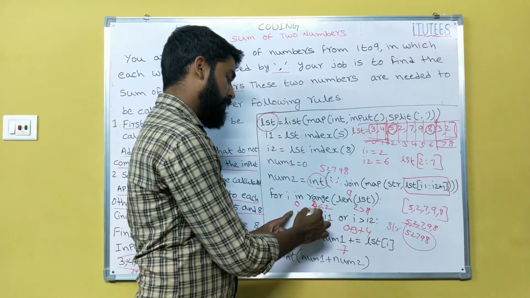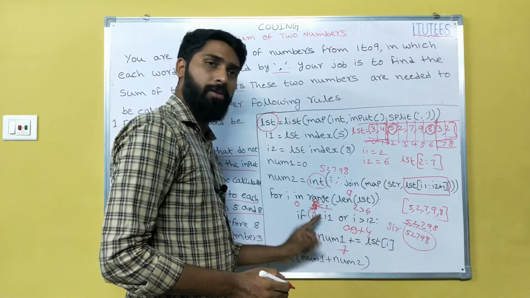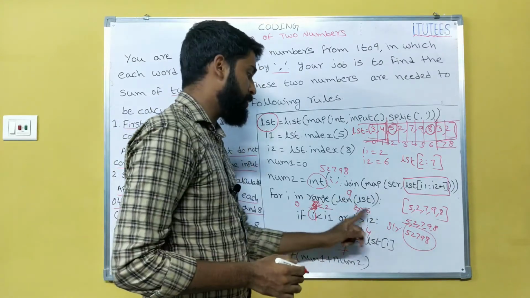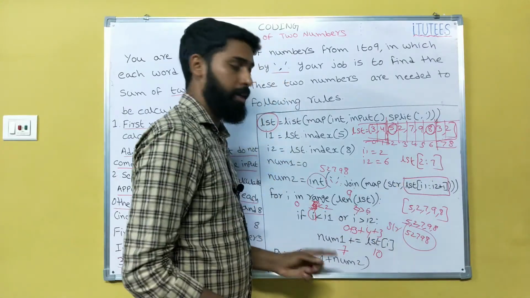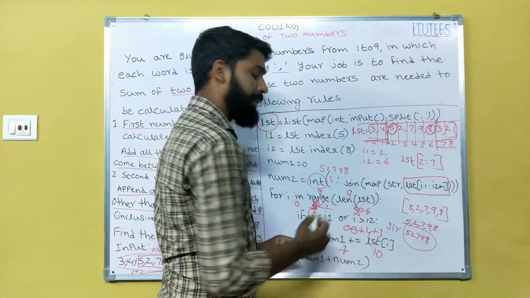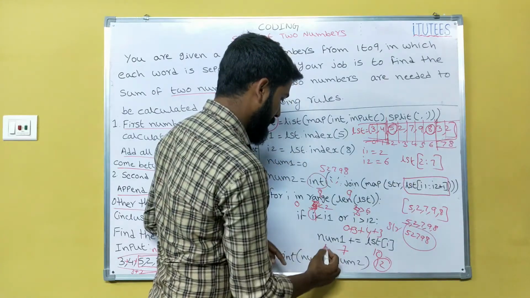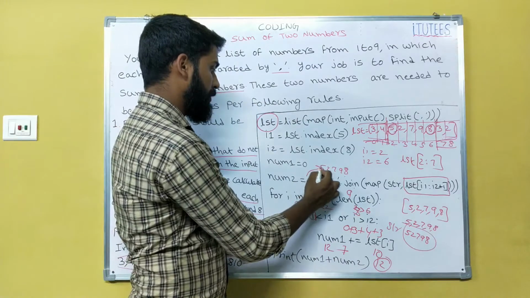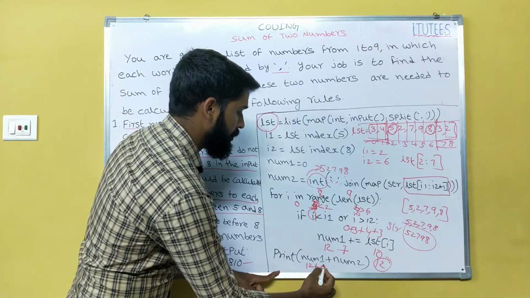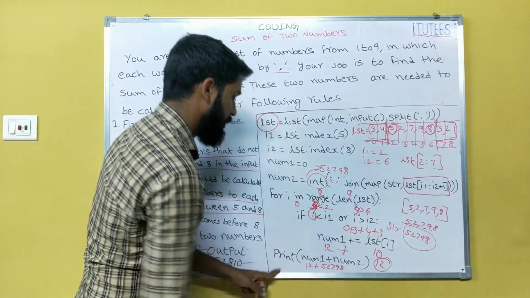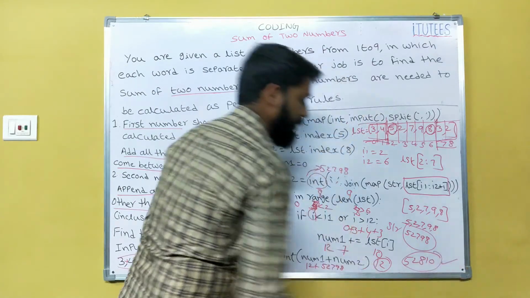Next 3, 4, 5, 6, 7. For 7, 7 less than 2 is false, but 7 greater than 6 is true, so we can access this one. 7 plus 3 is 10. In the next iteration, it becomes 8. 8 greater than 6 is true. So 10 plus 2 is 12. That means number 1 is 12. So what is number 2? 52798. You are going to add these two: 12 plus 52798. So the output is 52810. That's it, that is the output.